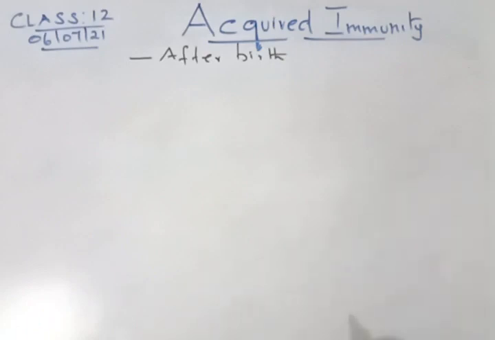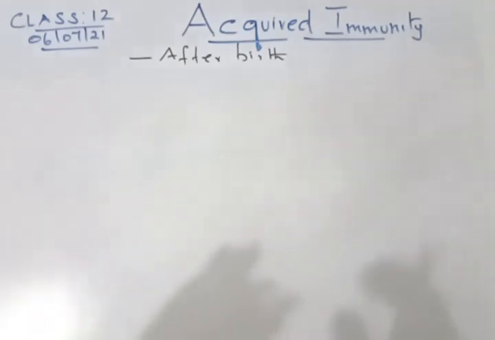And we also discussed the unique features of this acquired immunity, that is antigenic specificity, diversity, recognizing self and non-self antigen, and memory. So these are all the unique features of acquired immunity. And today we are going to discuss the components of this acquired immunity.